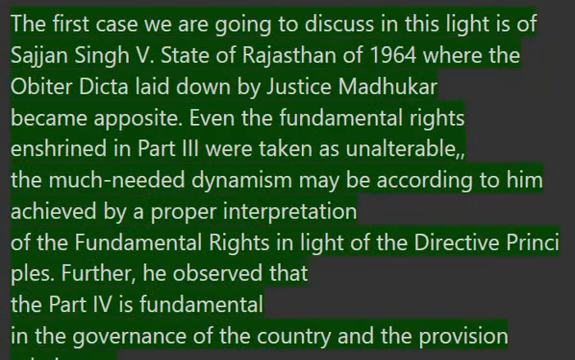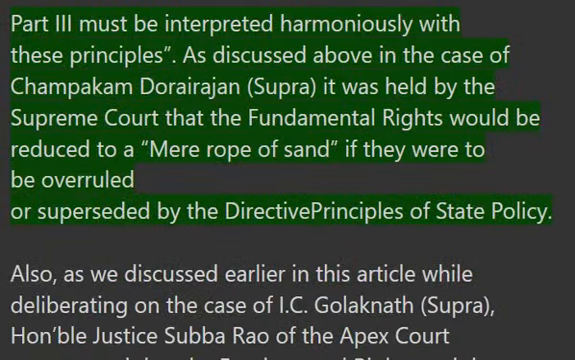The first case we are going to discuss in this light is Sajjan Singh v. State of Rajasthan of 1964, where the obiter dicta laid down by Justice Mudholkar became apposite. Even the fundamental rights enshrined in Part 3 were taken as unalterable. The much-needed dynamism may be, according to him, achieved by a proper interpretation of the fundamental rights in light of the directive principles. Further, he observed that Part 4 is fundamental in the governance of the country and the provisions relating to Part 3 must be interpreted harmoniously with these principles.